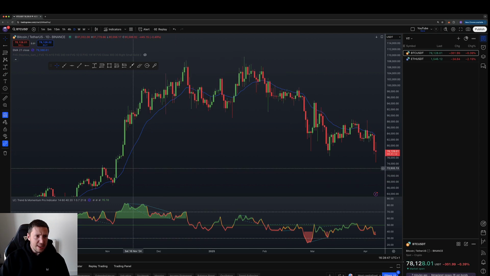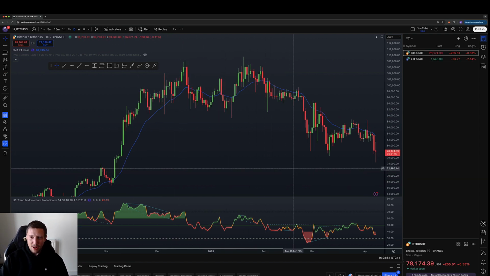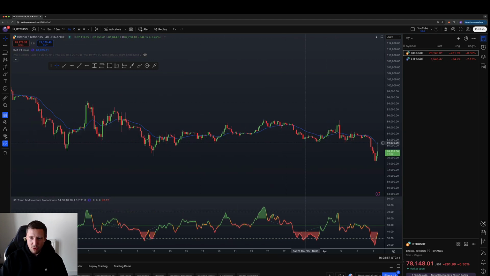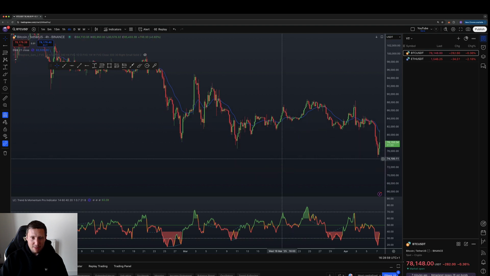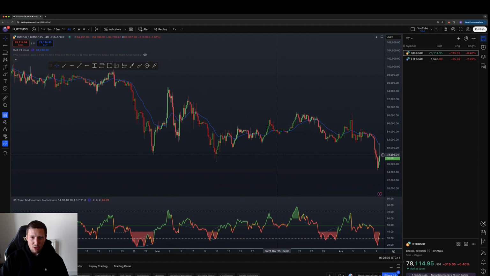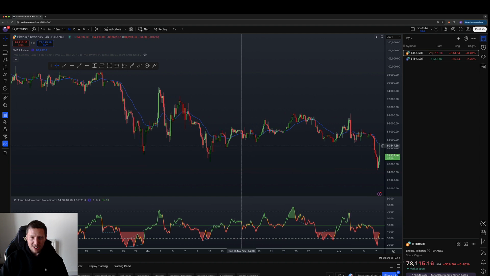Now, this is the daily time frame, which I personally think is the best for identifying trends for the bigger picture. You can go down onto a lower time frame, such as the 4-hour. That's probably better for trading, but as you can see, you're going to get a lot of false signals, and it's not really the best if you're looking for those long-term trends.